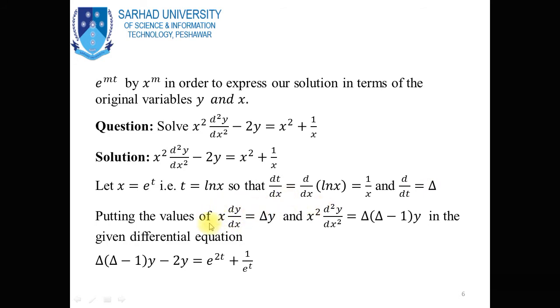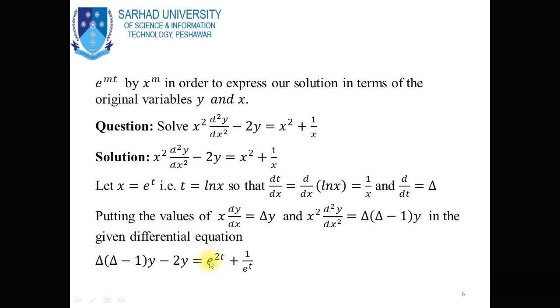Now the value of x dy by dx is equal to del y, and x square d square y divided by dx square is equal to del into (del minus 1) into y. Putting these substitutions in the given differential equation, you see over here x square d square y by dx square is equal to del into (del minus 1) into y, minus 2y as it is, and x square is equal to e power 2t because x is equal to e power t.